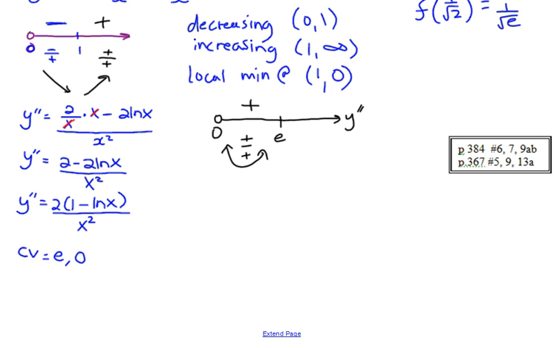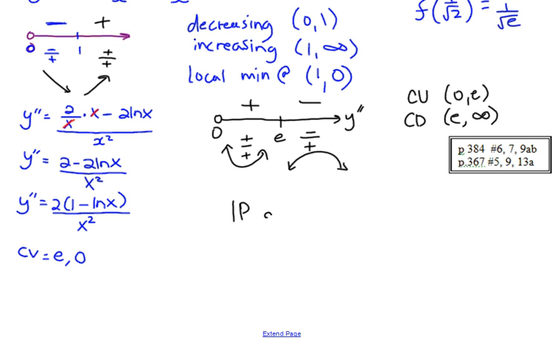A number bigger than e. 10, sure. 1 minus the natural log of 10 would be what? Positive or a negative? A negative over a positive, which gives you a negative. So you should have had concave up from 0 to e, concave down from e to infinity. Do we have an inflection point? Yeah. Inflection point at f of e, which equals... where would I get that?